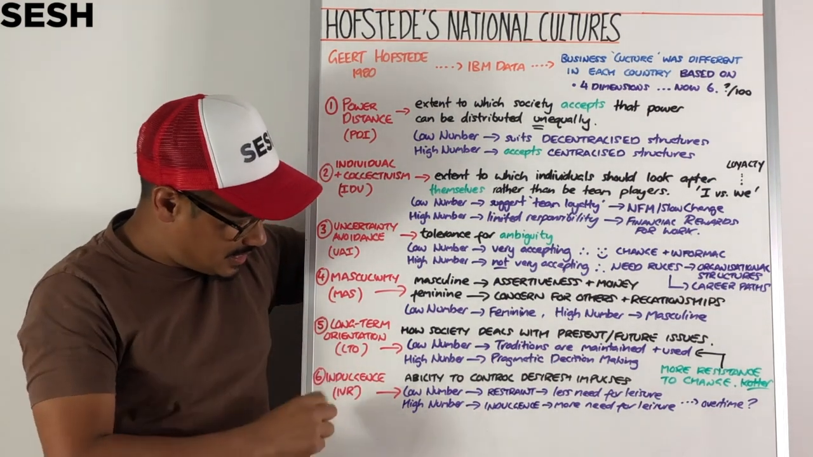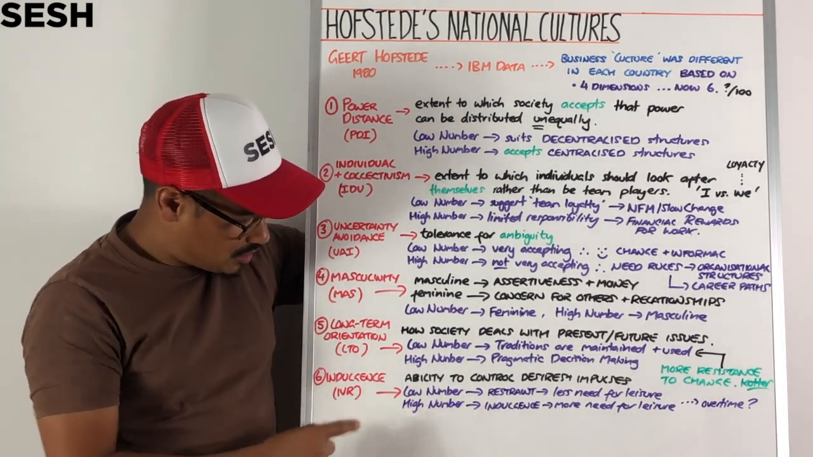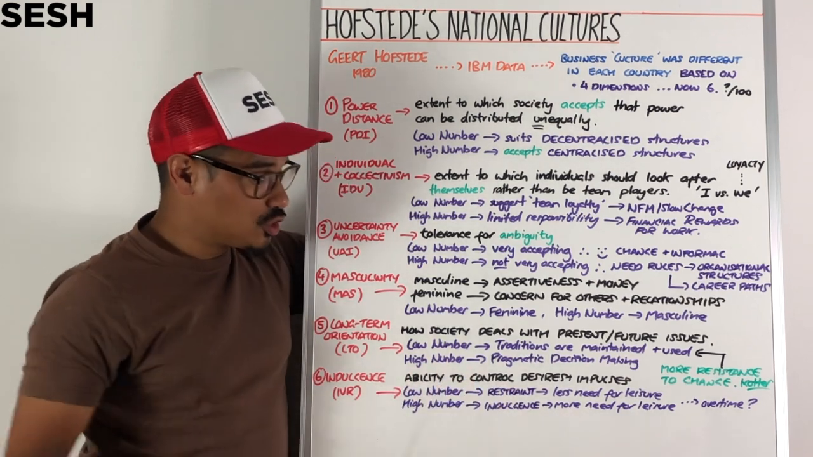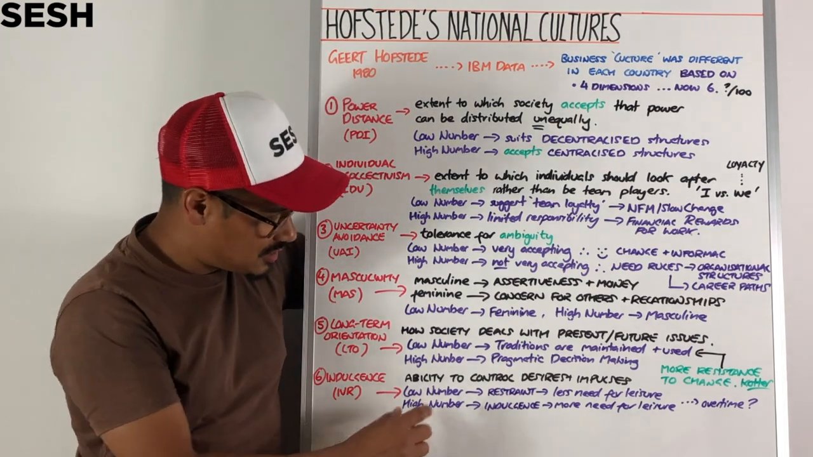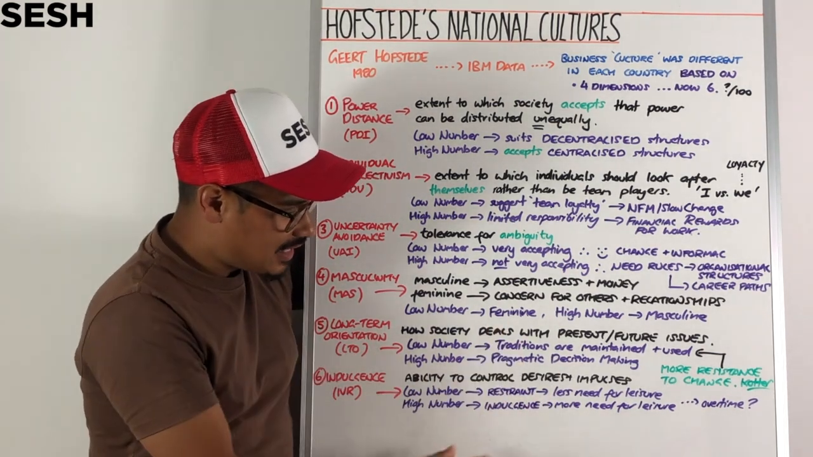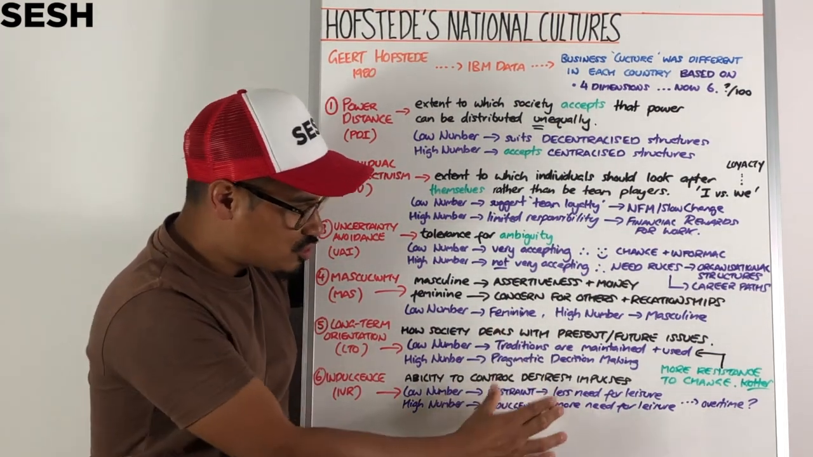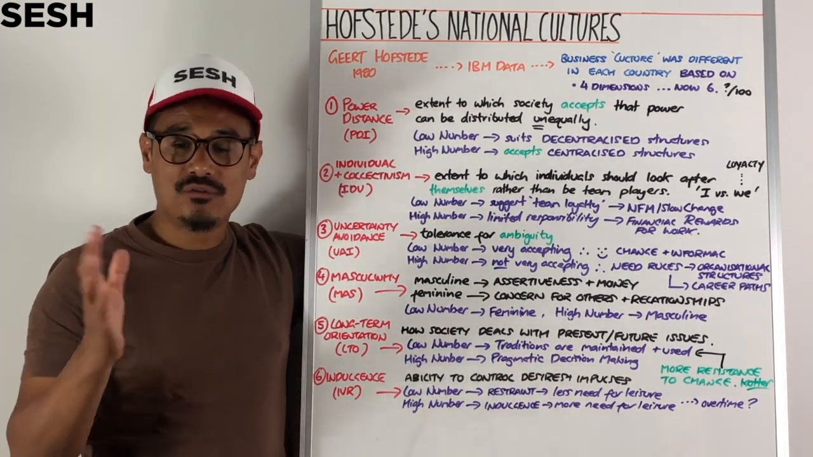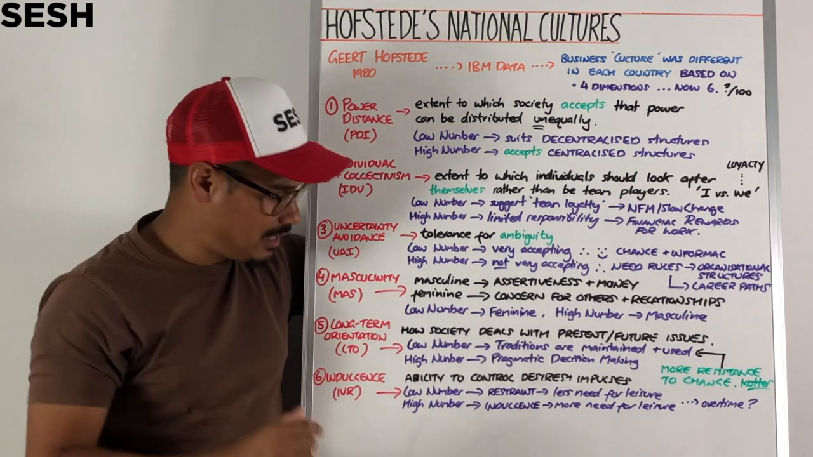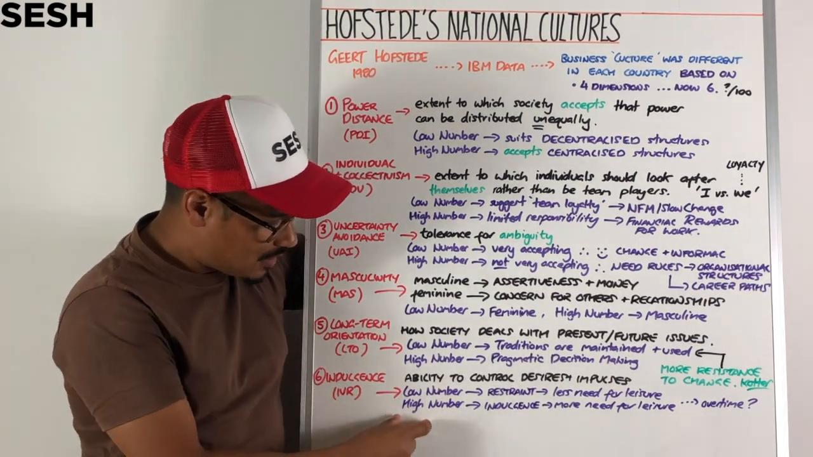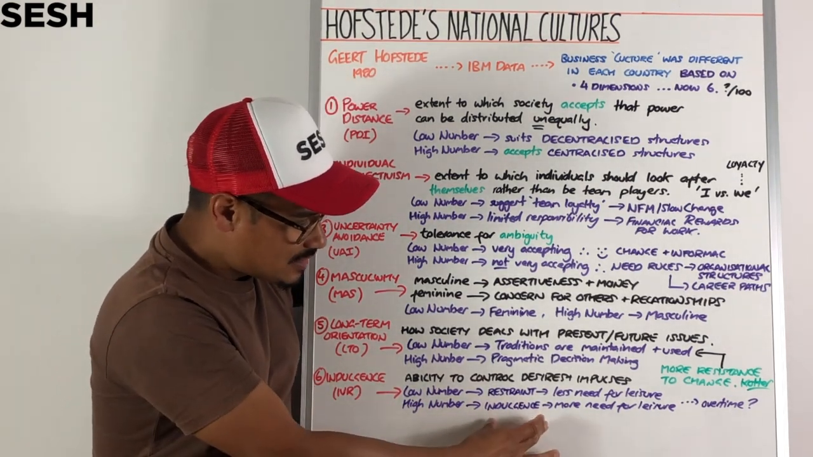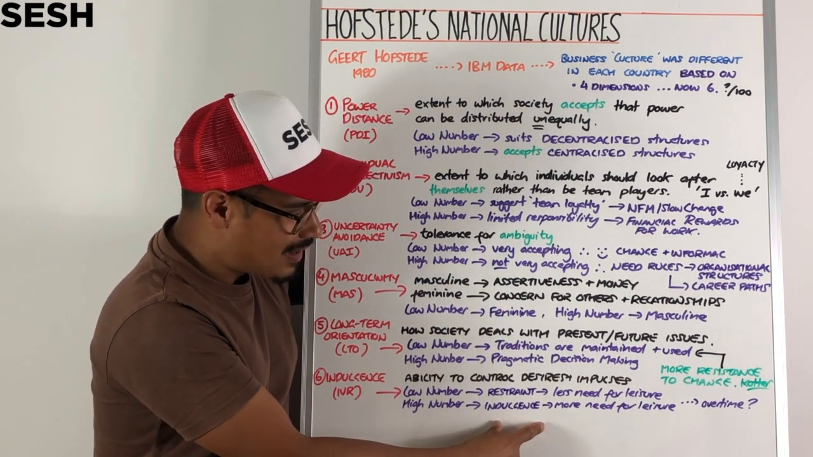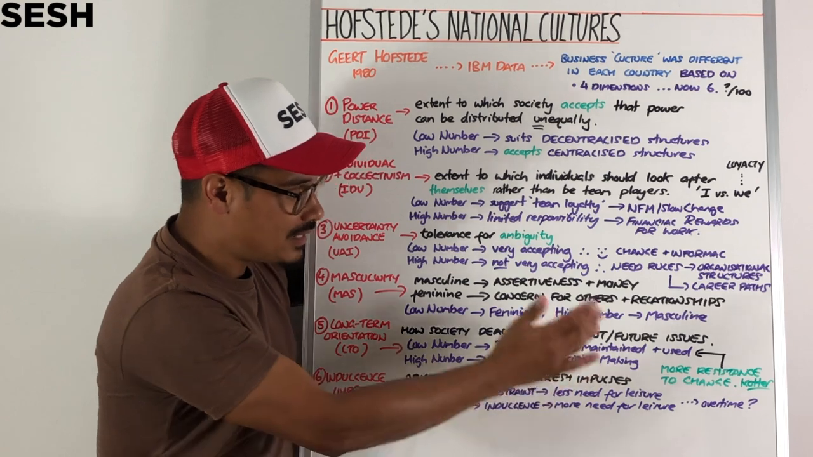The next thing is indulgence, which is the code IVR, and that's essentially the ability for you to control your desires and your impulses. If you have a low number, then it indicates that you're more on the restraint angle, and therefore you have less need for leisure. We've seen that in countries such as India, which has a very low IVR number. High numbers indicate that you can't control your desires so much, it's more about indulgence, and you have more need for leisure.